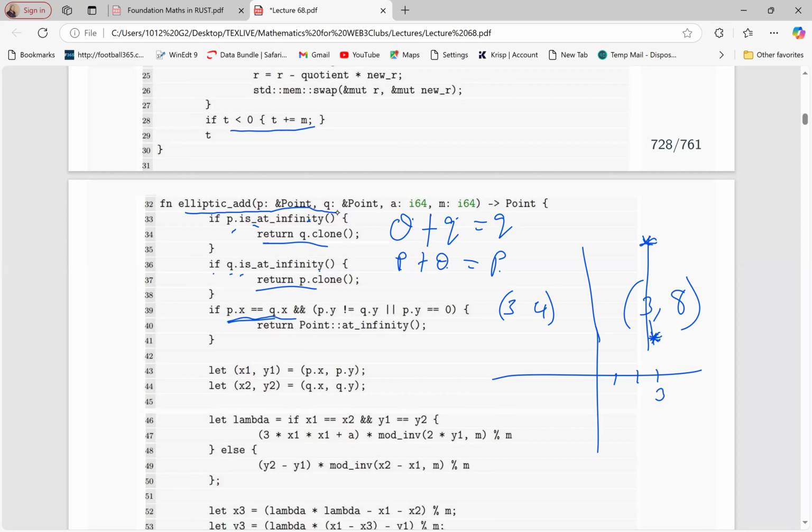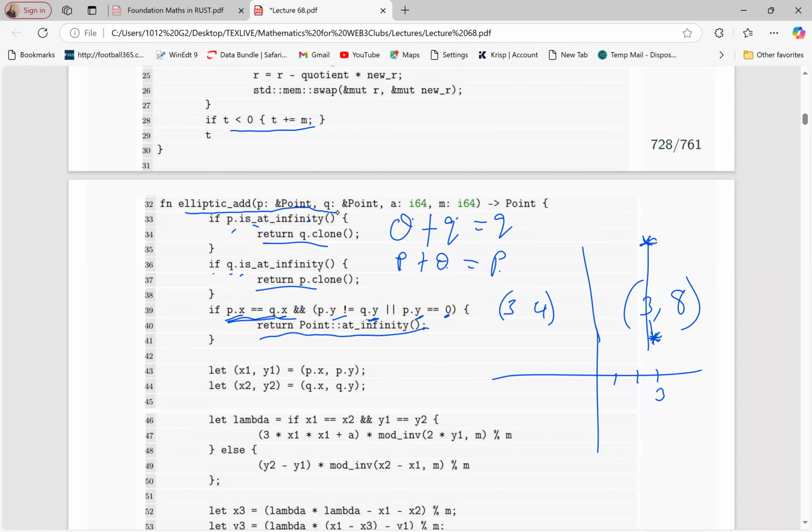So now it's saying, if the X value of P is the same as the X value of Q, no matter what Y is, for instance, if the Y value of P is not equal to the Y value of Q, or if the Y value of P is 0, then the result will just be the point at infinity.